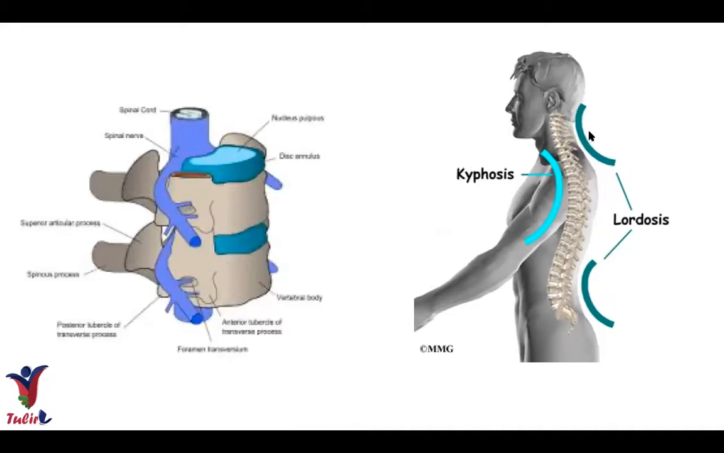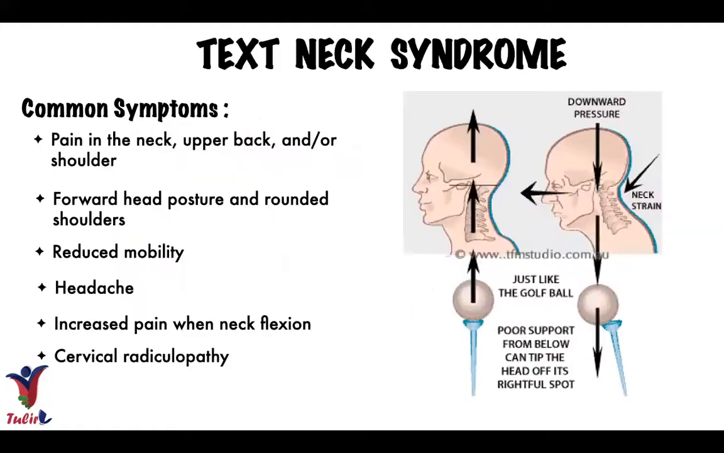The problem comes when we act against the lordosis. For example, we use a lot of gadgets, and we bend the neck forward, which is against the lordosis, and then we text for a long time, or play games on the cell phone for a longer time. That leads to text neck syndrome. So what exactly is text neck syndrome? This is not a medical disease per se. This term was coined by a chiropractor in America 3-4 years back. It's just a term.